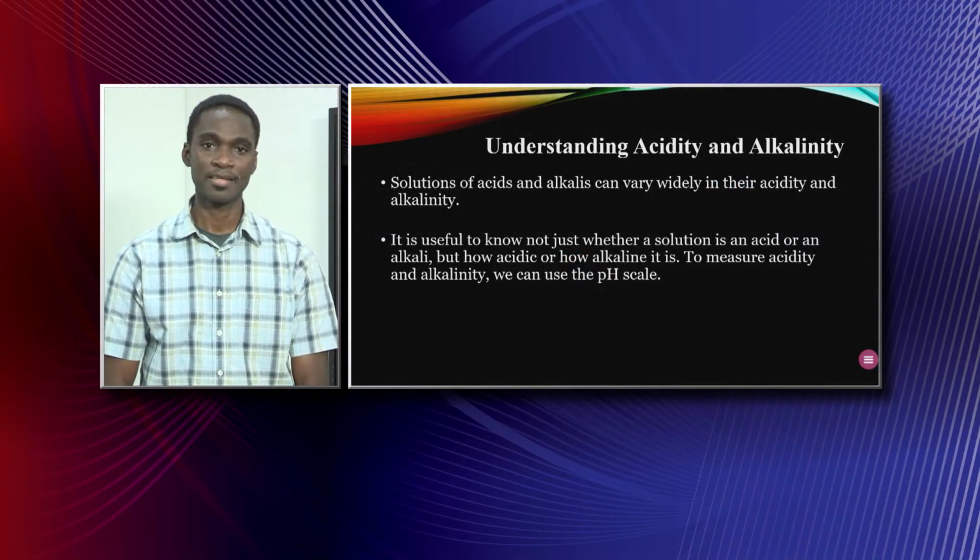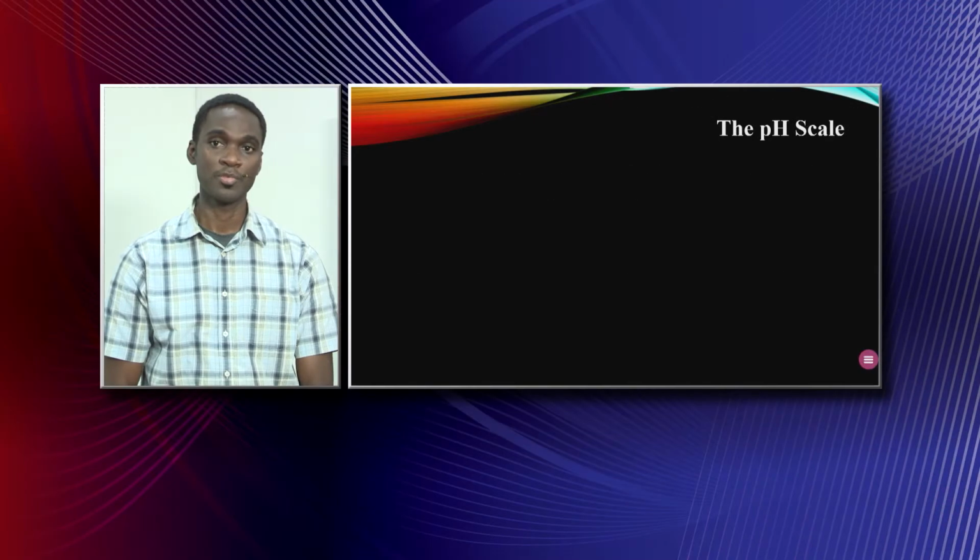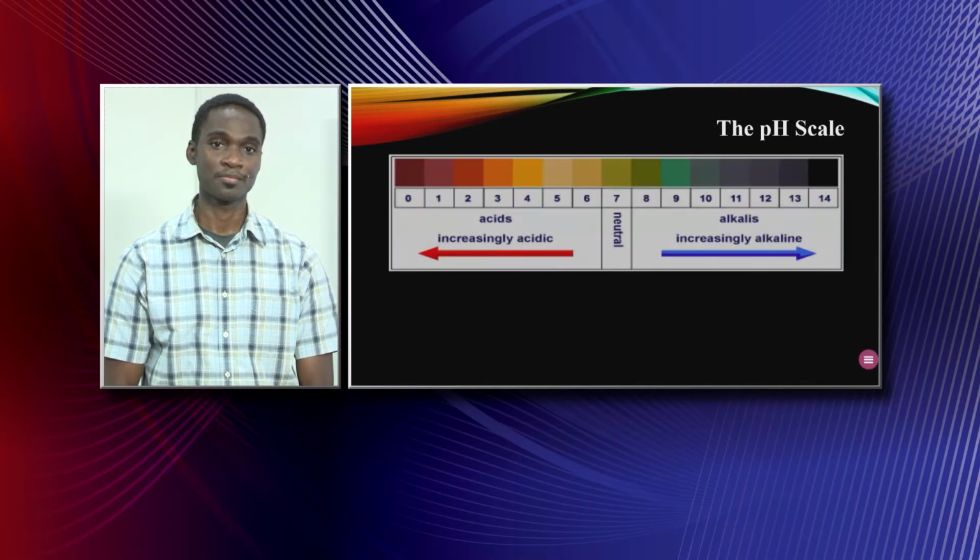Solutions of acids and alkalis can vary widely in their acidity and alkalinity. It is useful to know not just whether a solution is an acid or an alkali, but how acidic or how alkaline it is. To measure acidity and alkalinity, we can use the pH scale. Here we'll be looking at the pH scale.